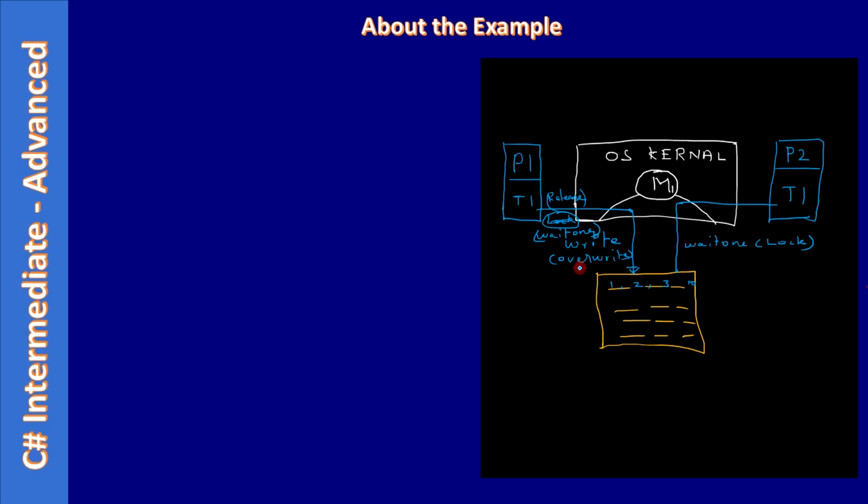Once it's done with the writing operation, it will release the lock, and thread T1 in process P2 will acquire the lock. This will perform a read operation. So whatever is written by thread T1 of process P1 is read by thread T1 of process P2. It will also use WaitOne as well as release.